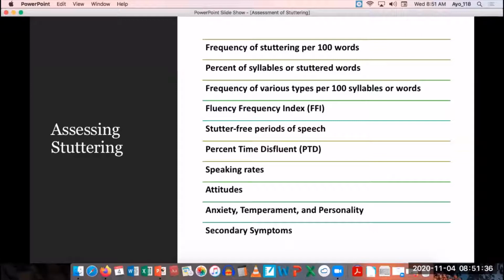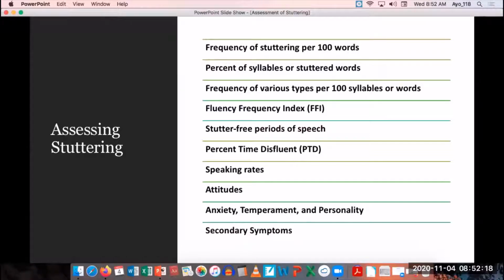Percent time disfluent. Of course, this being the opposite of our fluent time. Summing up the duration of all disfluencies in a sample, then calculating its percentage of the total duration of the sample. This is only useful in therapy. This, again, is not something that's going to give you a therapy pattern, okay? But it's helpful for you to keep abreast of your treatment and whether or not what you're doing is being successful.